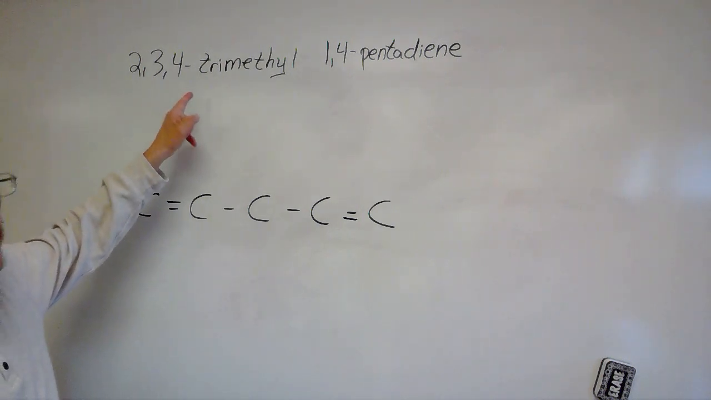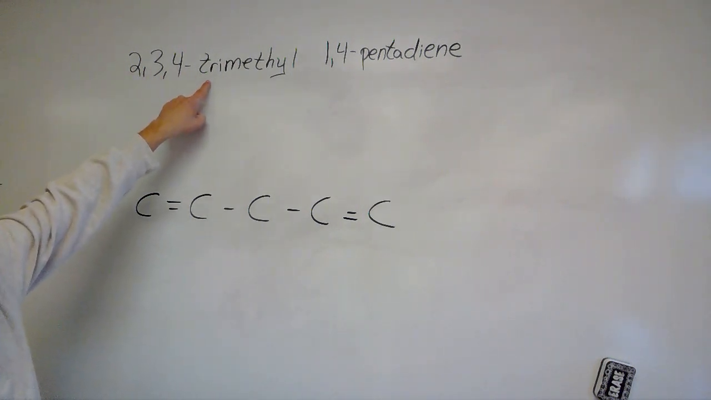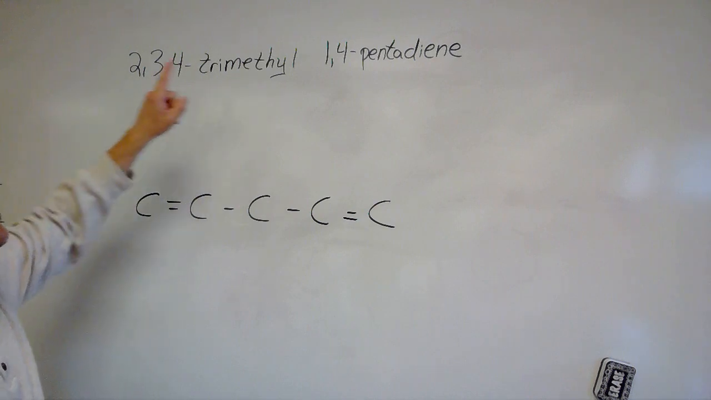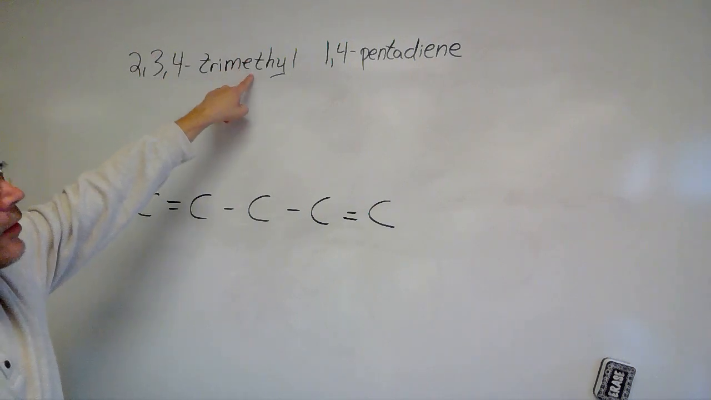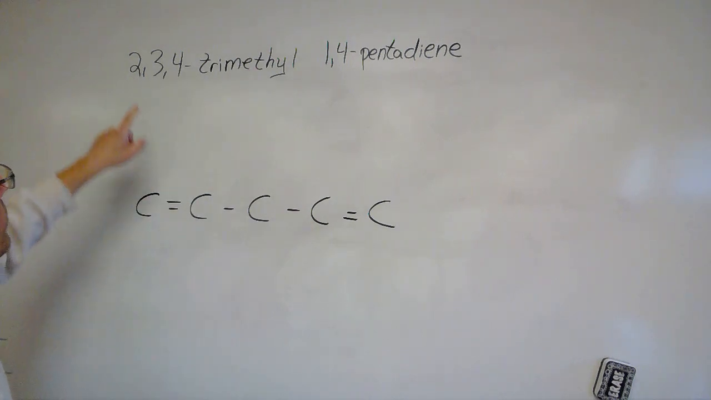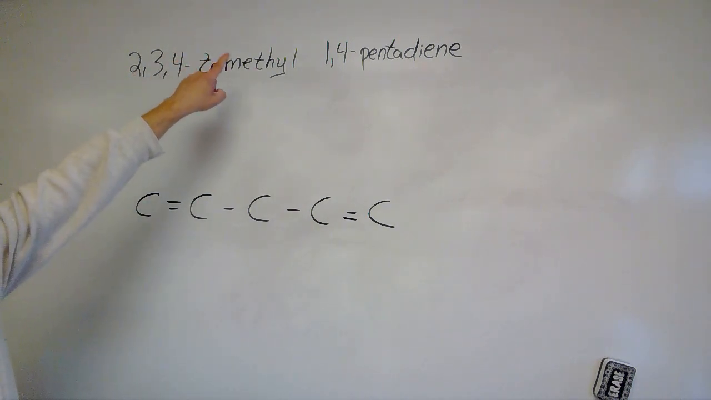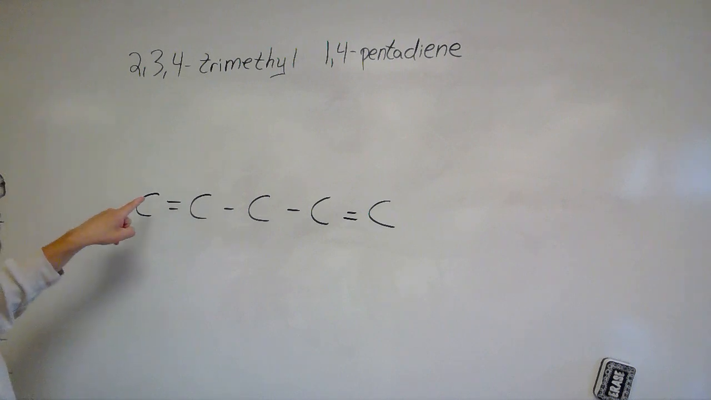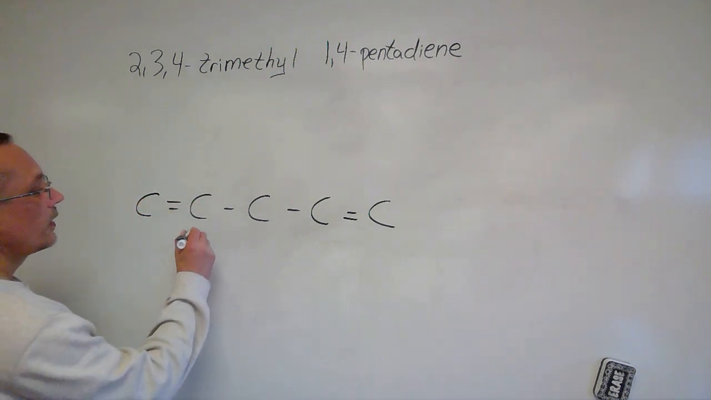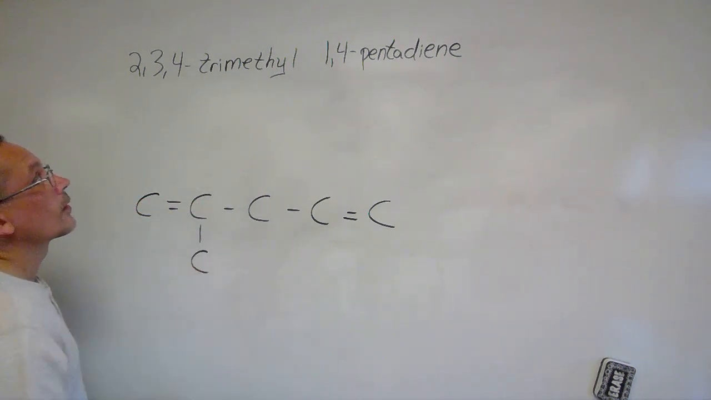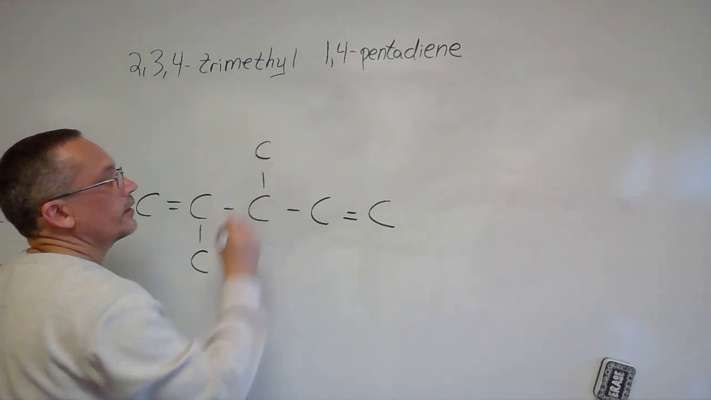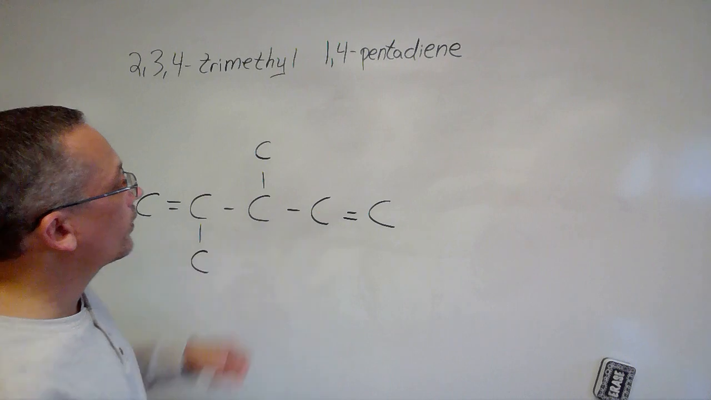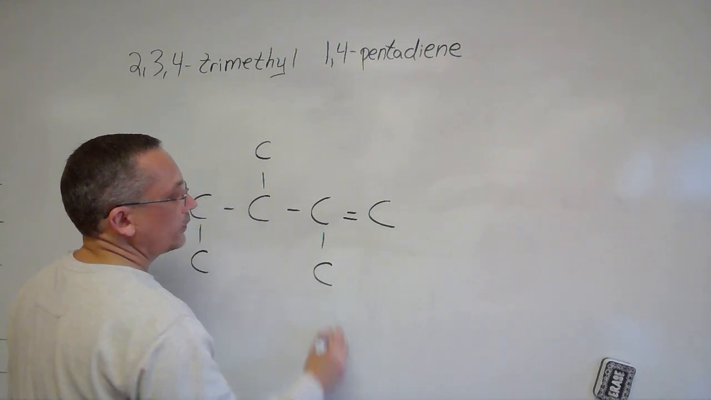Now I need my branches. There are 3 branches, and they're methyl branches. They come off of carbons 2, 3, and 4. So a methyl branch has only 1 carbon in it. So let's find 2, 3, and 4 and put methyl branches. So here's carbon number 2. It's got a methyl branch there. Here's carbon number 3. It's got a methyl branch there. Here's carbon number 4. It's got a methyl branch.